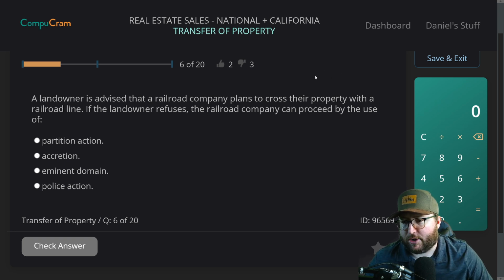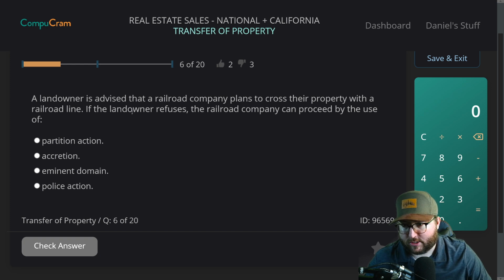Question 6: a landowner is advised that a railroad company plans to cross their property with a railroad line. If the landowner refuses, the railroad company can proceed by the use of A, partition action, B, accretion, C, eminent domain, D, police action. I don't think it's eminent domain because I think that's the government. It doesn't say the railroad company wouldn't be the government.